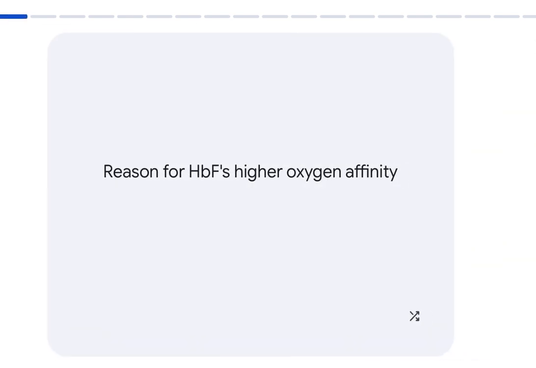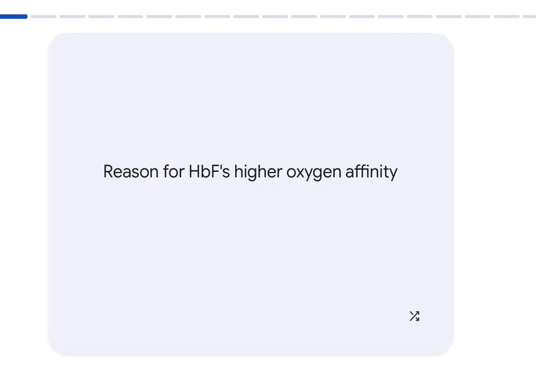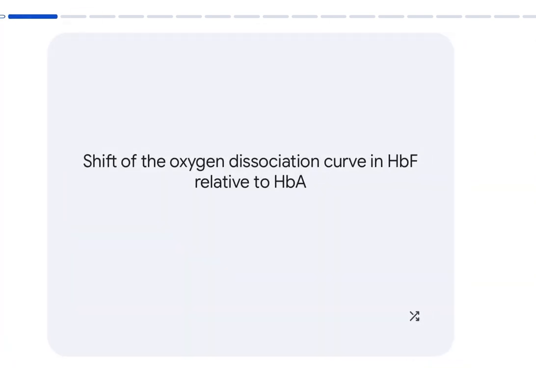Reason for hemoglobin F higher oxygen affinity. The reason for fetal hemoglobin's higher oxygen affinity is the lower binding to 2,3 BPG. That's the reason for the higher oxygen affinity of fetal hemoglobin.